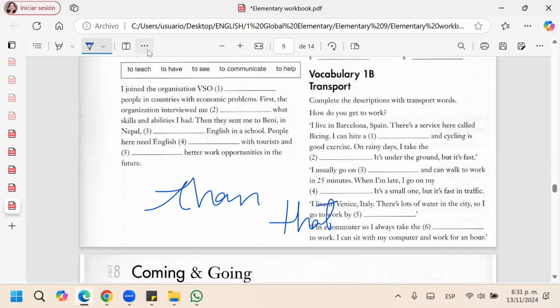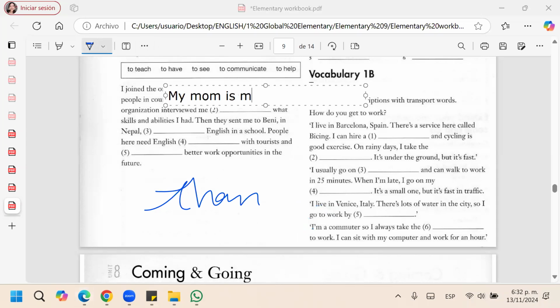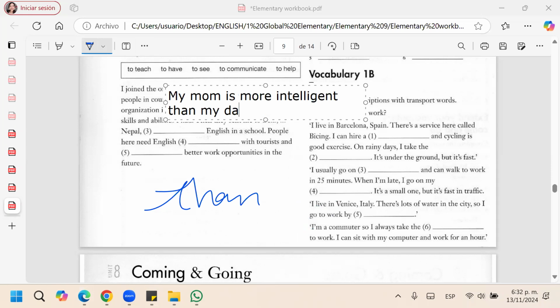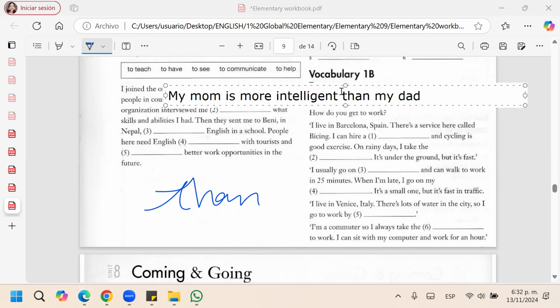That is another thing. Then, this one, when you're going to compare people, places, objects, for example, my mom is more intelligent than my dad. Then, more intelligent than, because some people wrote that, than my dad. When you want to compare, remember to write then.